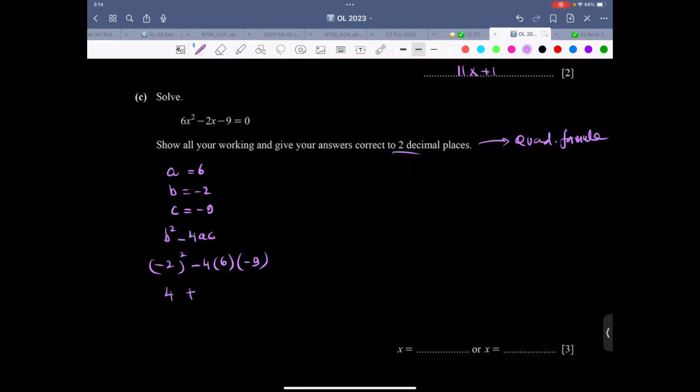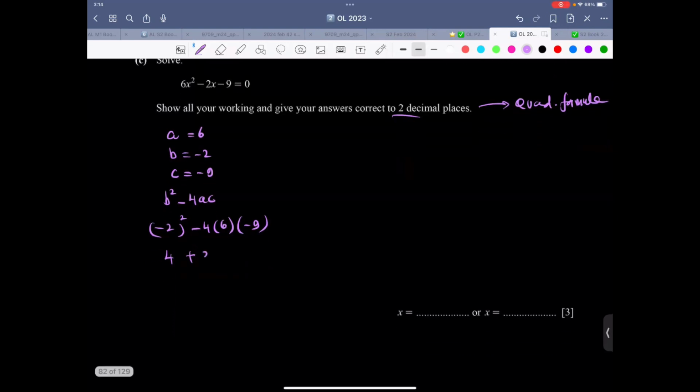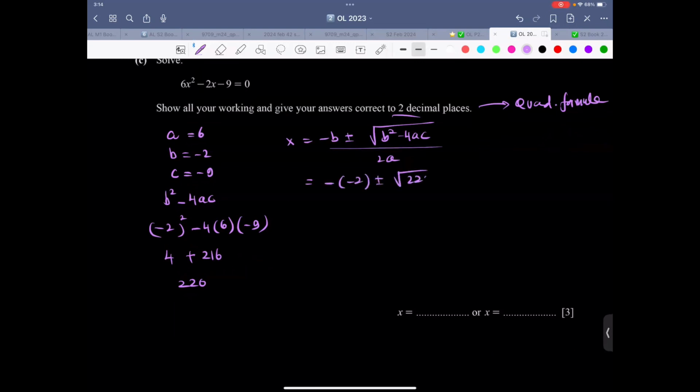So I'm looking at my calculator. That is 24 into 9, that is 216. And this comes out to be 220. So x is equal to minus b plus minus the square root of b squared minus 4ac, the whole thing over 2a. You have to show all the working. That is minus minus 2 plus minus square root of 220. That's already done. Let me write it properly so that the examiner is not confused. Divided by 2 times 6. That is 2 plus minus.